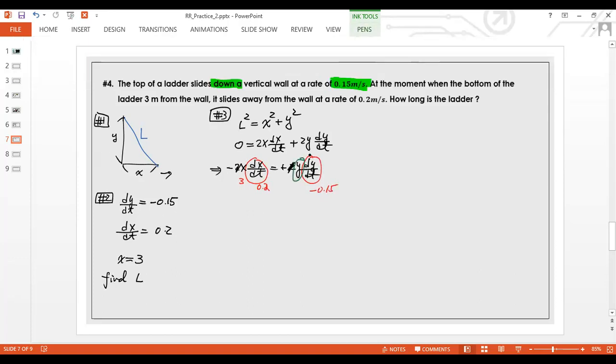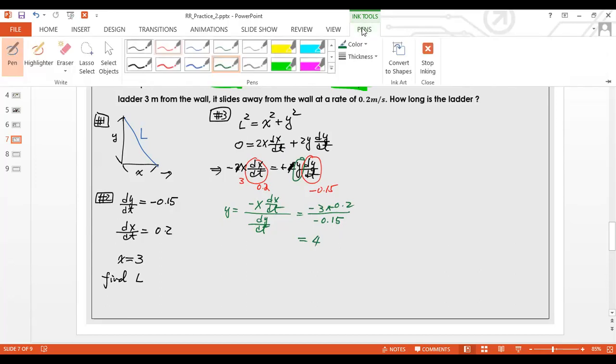Oh, the thing I don't have is y here, right? So I can say y is equal to dy/dt divided by negative x dx/dt, right? So dy/dt is negative 0.15, so this is negative 3 times 0.02. All right. Okay, so now if you put it into the calculator, you will get what? Y equal to 4, right? Okay, so this is our step number 4.